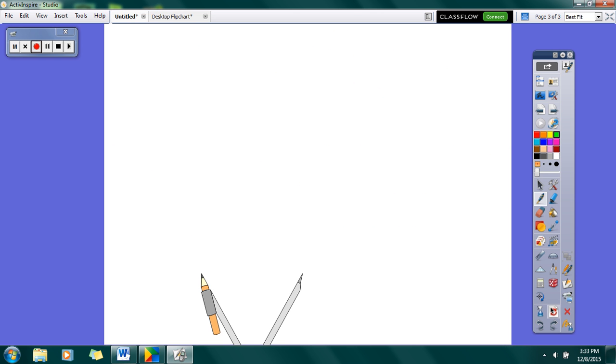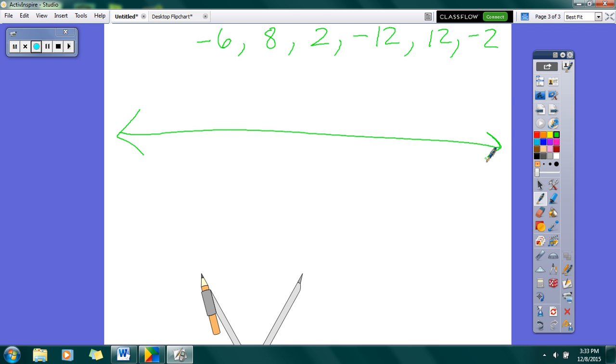Let's say we are going to graph -6, 8, 2, -12, +12, and -2. Okay? I'm going to look at my number line, and I see that my smallest number is -12, and my biggest number is 12. Now, I can go by ones easily.